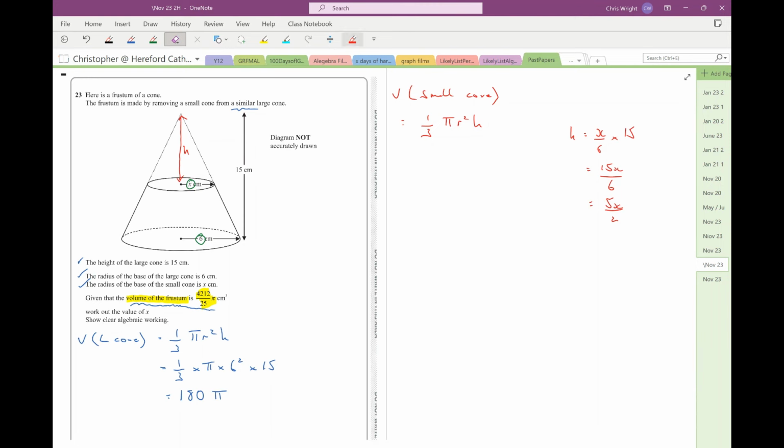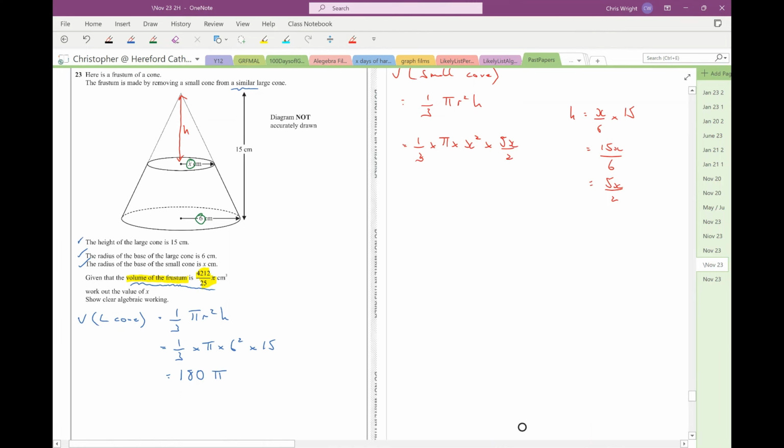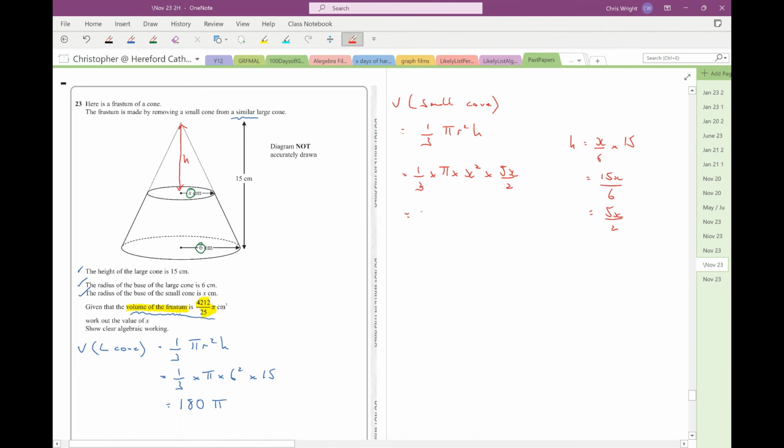Now the joy of that is that I can now find the volume of the small cone, and I've only got one unknown, x. It's going to be a third times pi times r squared. r is x, so r squared is x squared, times h. And rather than writing times h, I can write 5x over 2. Now I've got rid of that h. So now I've got a third times pi times 5x cubed over 2, which simplifies to 5 over 6 pi x cubed. So that is the volume of the small cone.